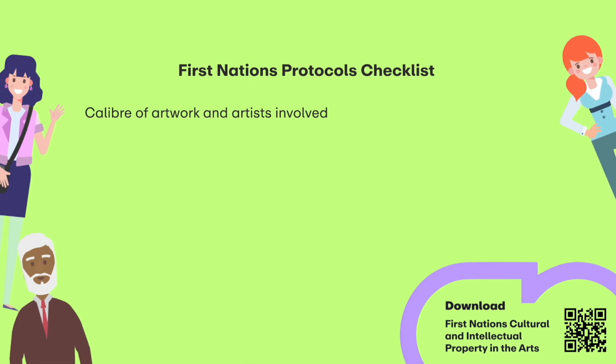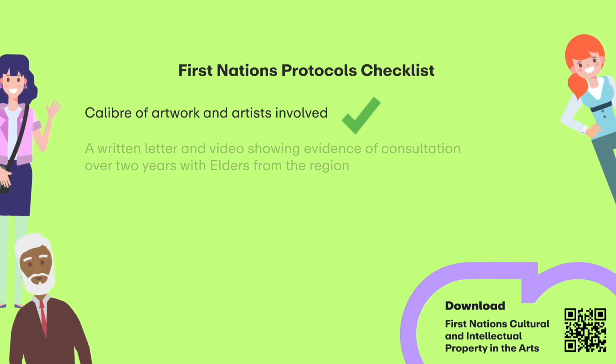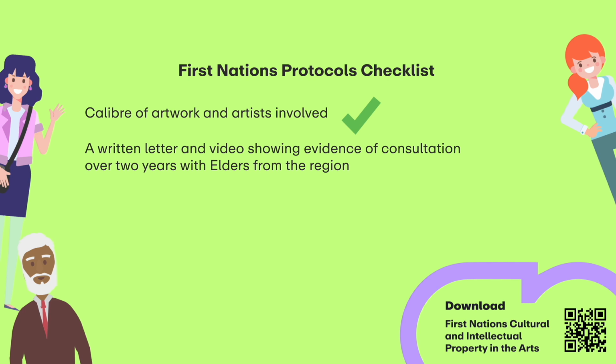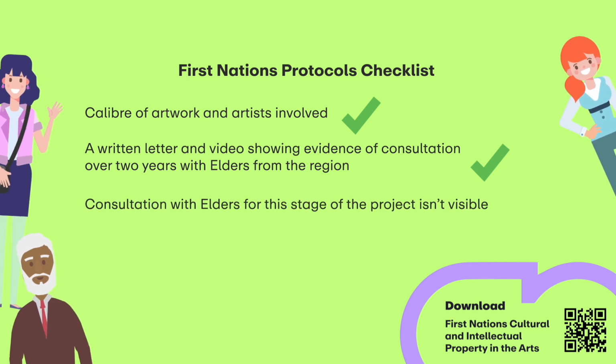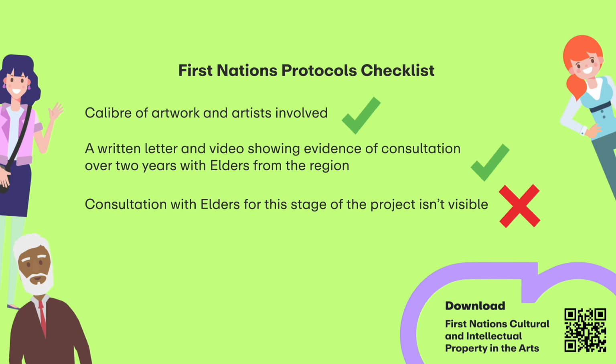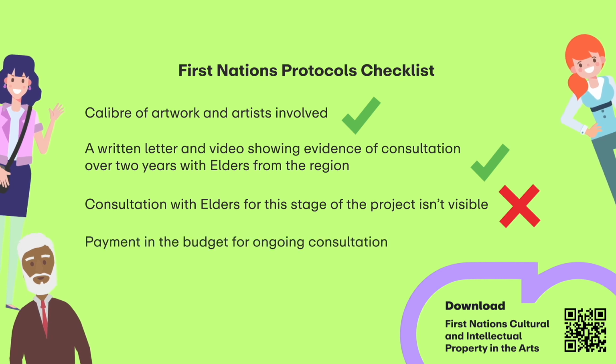First Nations Protocols Checklist: Calibre of artwork and artists involved. A written letter and video showing evidence of consultation over 2 years with elders from the region. Consultation with elders for this stage of the project isn't visible. Payment in the budget for ongoing consultation.